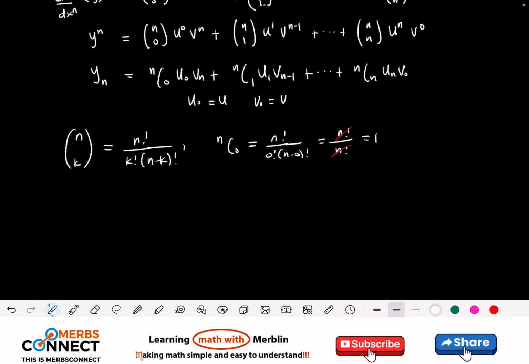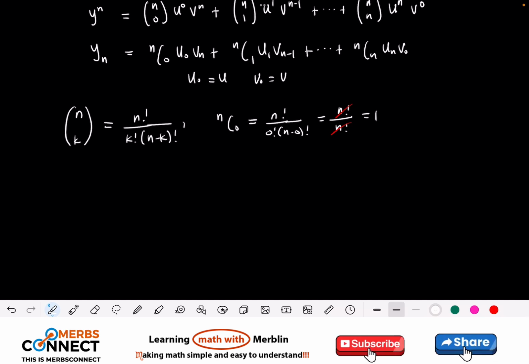So what you need to know is, even if I have 2 combination 0, or 3 combination 0, it is also going to give us 1. Let's look at n combination 1. This is n factorial divided by 1 factorial, n minus 1 factorial. 1 factorial is still 1, right?